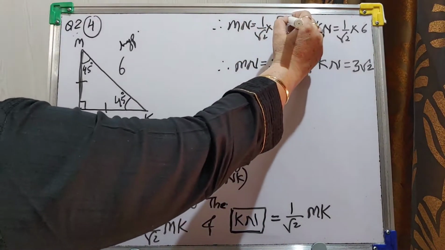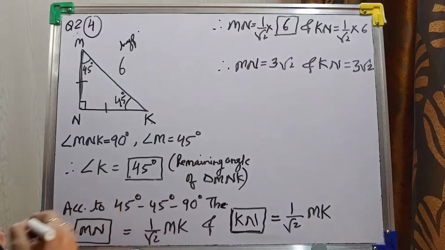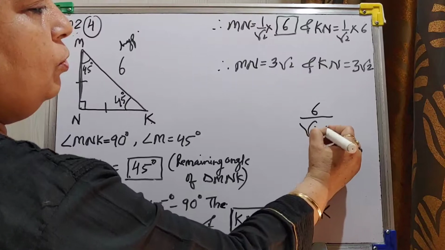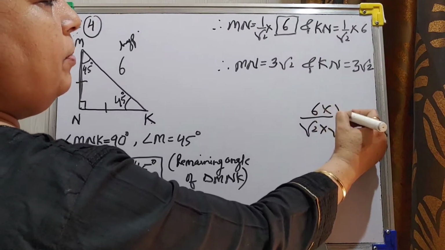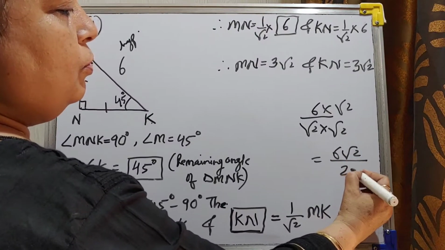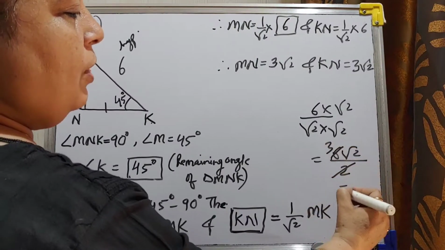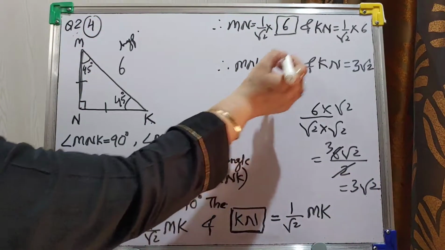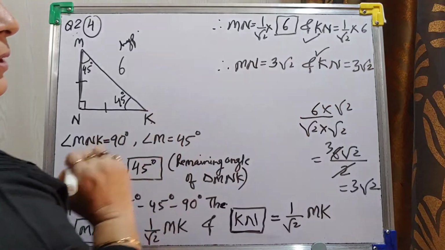Now hypotenuse is given 6. If I have 6 upon root 2, rationalize the denominator. Upstairs it will be 6 root 2, and root 2 times root 2 is 2. So your value will be 3 root 2. So when you solve, you will get 3 root 2. Same way, this is already given.